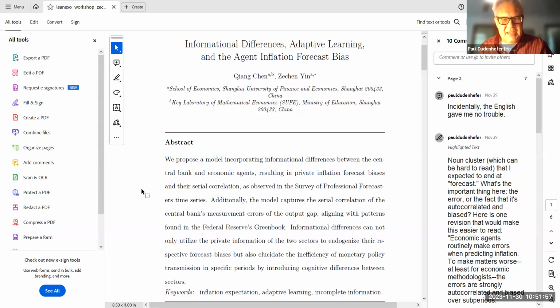What in your mind is the main contribution of your paper? That is, what's the one thing you want people to take away from this?